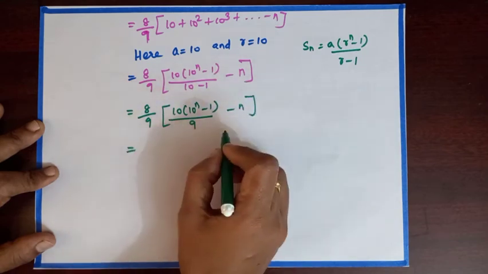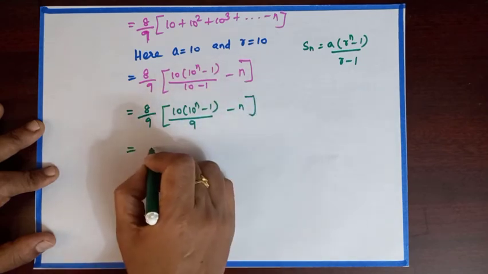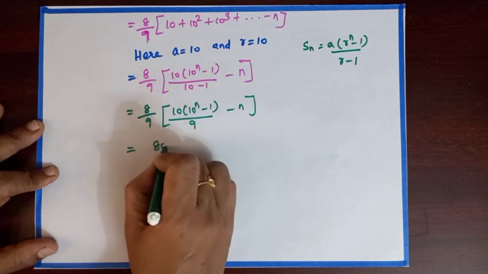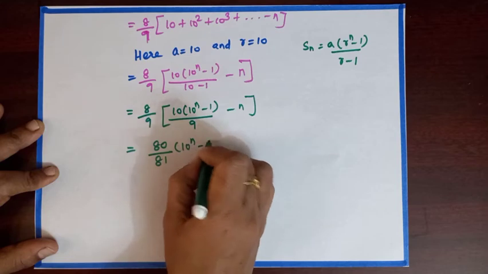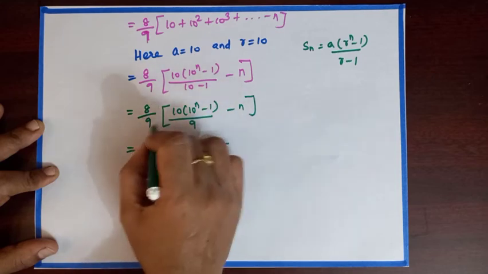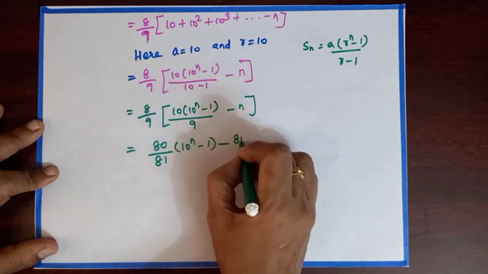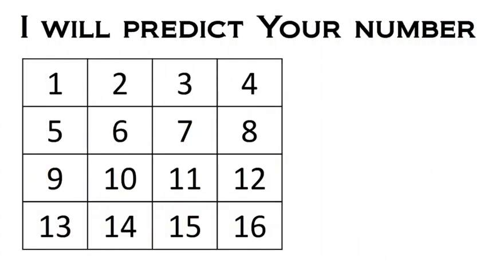Now I am going to multiply 8 by 9 inside the bracket. Then we get 8 into 10 is 80 by 9 into 9 is 81 into 10 power n minus 1 minus 8 by 9 into n is 18 by 9.